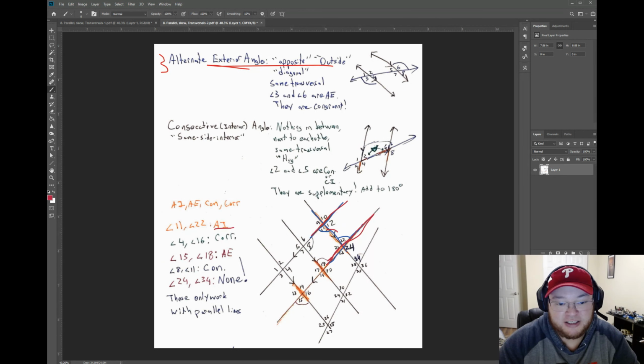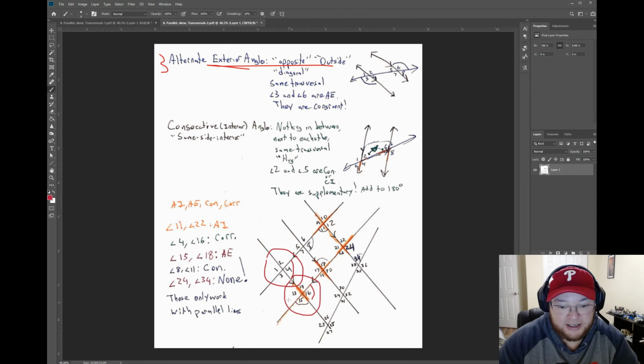Bloop, bloop, bloop. 4 and 16. It's 4 and 16. That's where if you look at these as a big X, this one's on the right-hand side, this one's on the right-hand side. They're on the parallel lines. They're touching the same transversal, same place, corresponding.